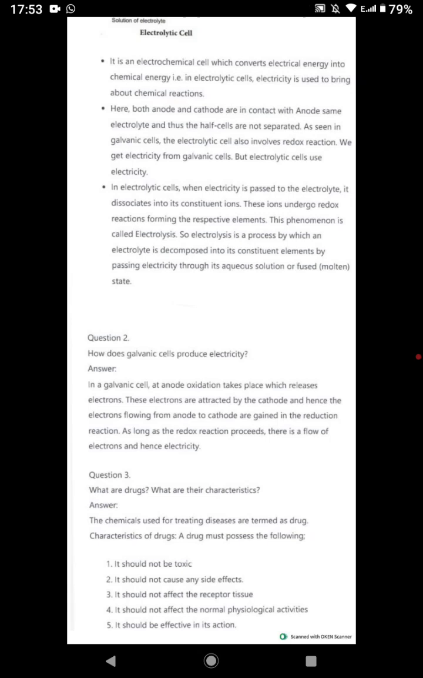So, electrolysis is a process by which an electrolyte is decomposed into its constituent elements by passing electricity through its aqueous solution or fused molten state.